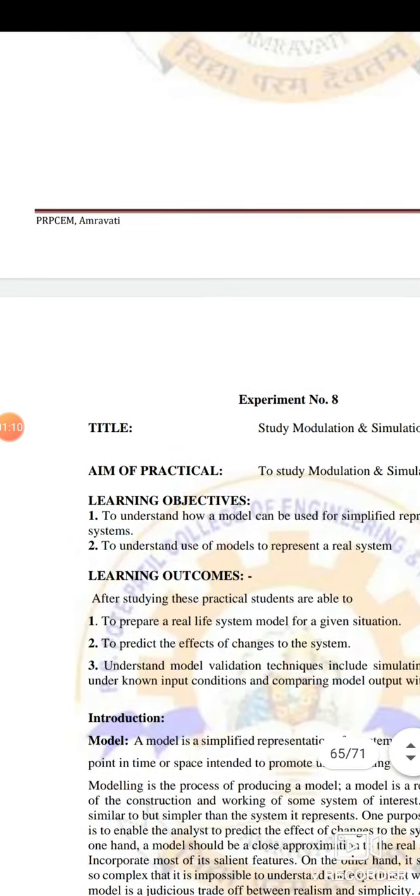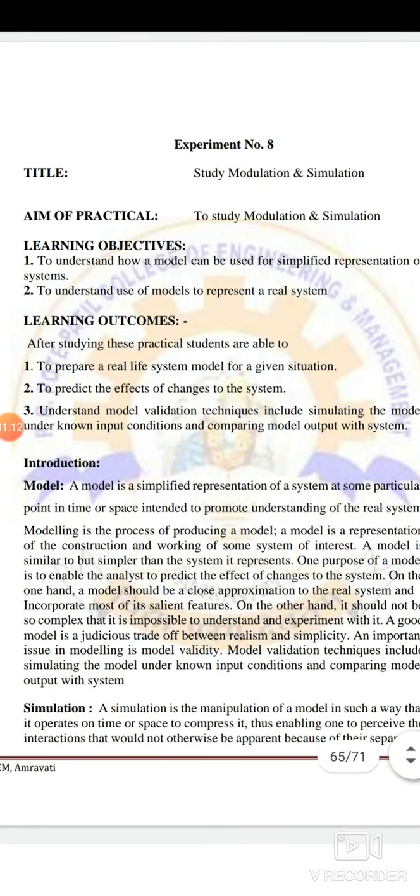Now we are directly going to experiment number 8. It is a study, so we are going to see theoretically what we are going to study: modeling and simulation. To study modeling and simulation.